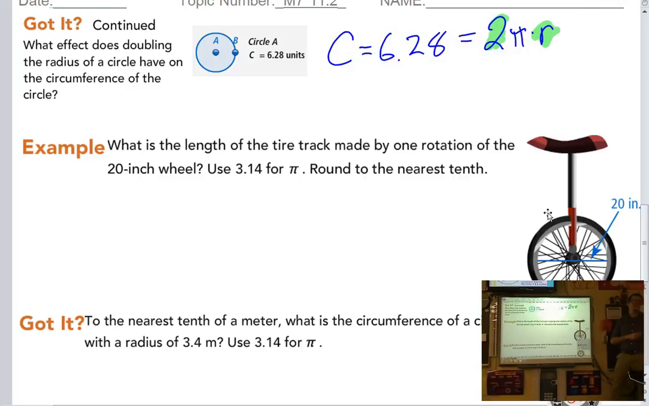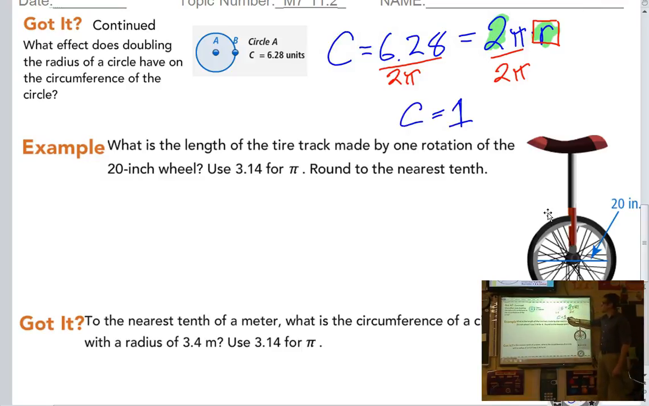Ozzy? The diameter? No, pi. Here, to isolate the r, we got to get rid of pi and the 2. So we divide by 2 pi to get rid of that 2 pi. Over here, we divide by 2 pi. Pi is approximately 3.14. 2 pi is approximately 6.28. So this comes out to have a radius of 1 unit.